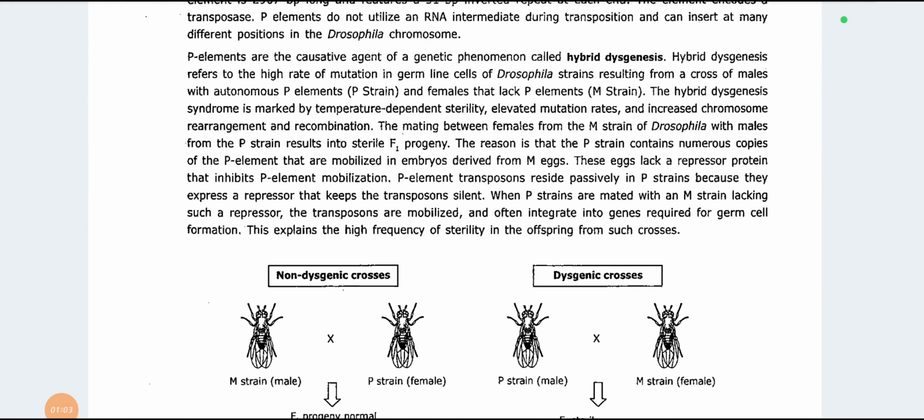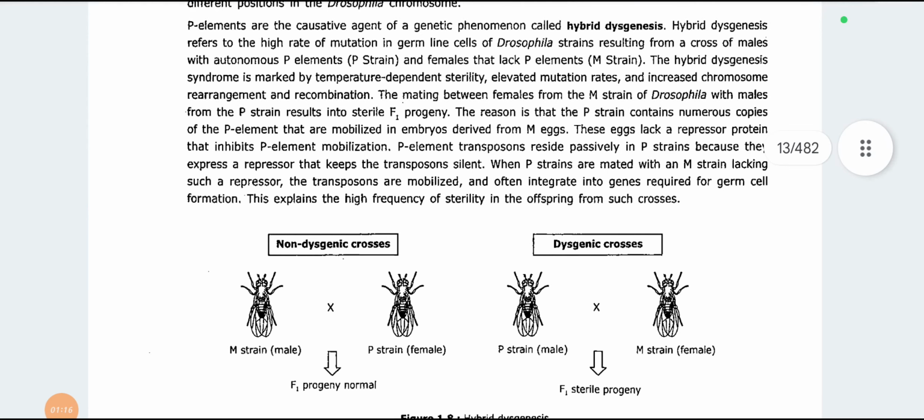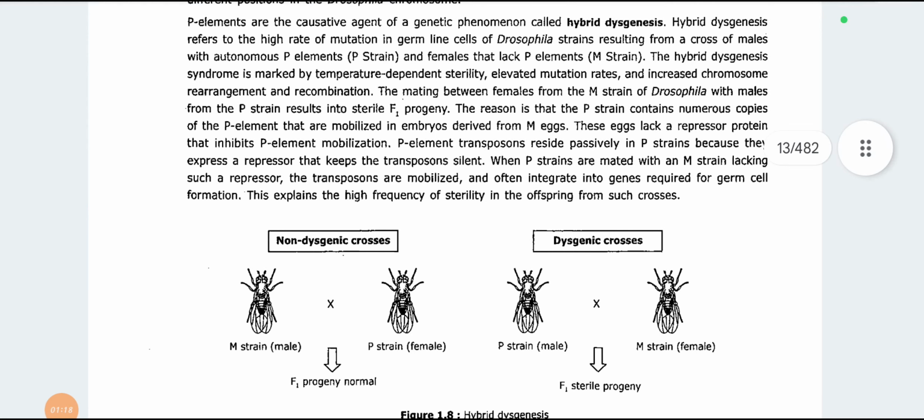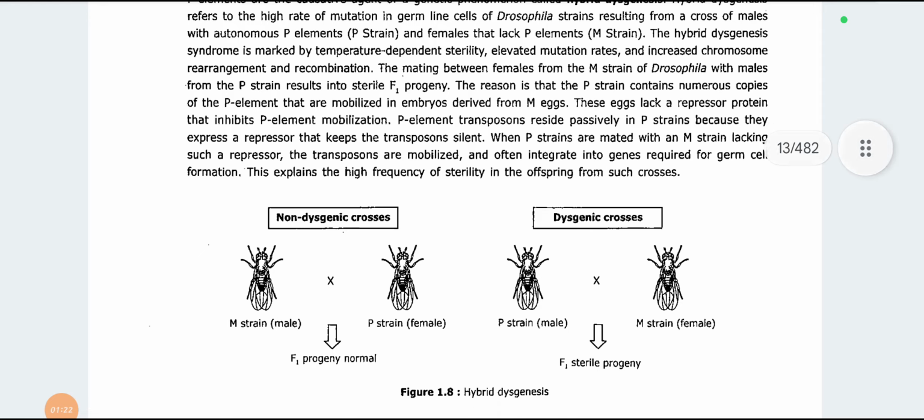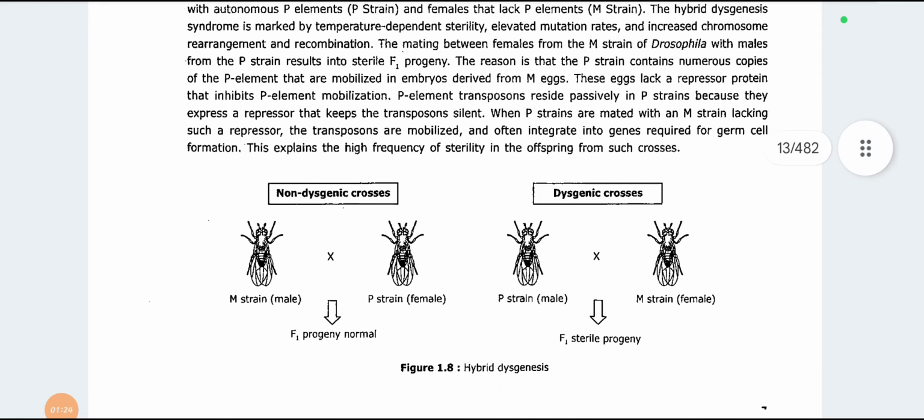And this P element is a causative agent of hybrid dysgenesis. What is hybrid dysgenesis? It refers to the high rate of mutation in the germline cells of Drosophila, which results from a cross between males having P element and the females which lack P element. So this syndrome is marked by temperature dependent sterility, elevated mutation rate and increased chromosome rearrangement and recombination.